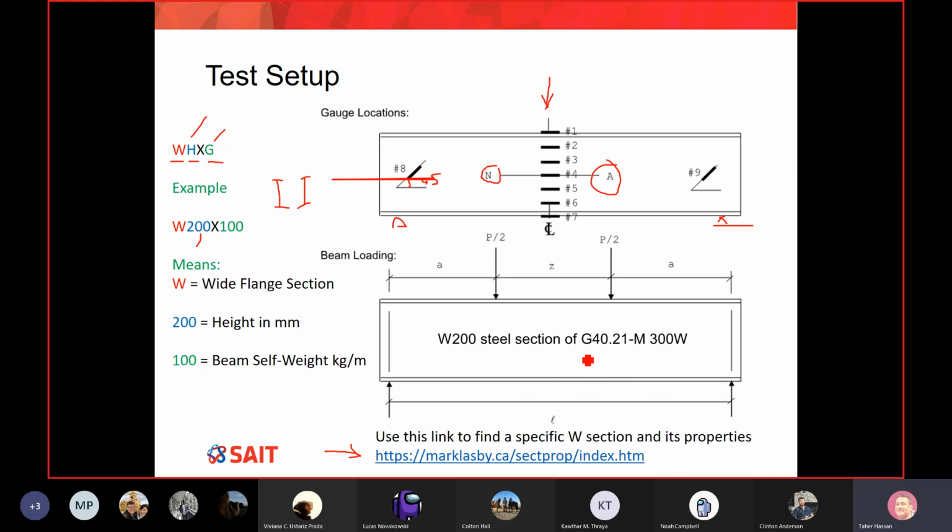Now, also, if you are questioning what G40.21M 300W is, it is as simple as a steel grade. You guys have seen this in your labs. You have different steel grades manufactured according to different specifications, so we have to give them a name, okay? G40.21M 300W means it's one of the steel grades available in the Canadian mills.